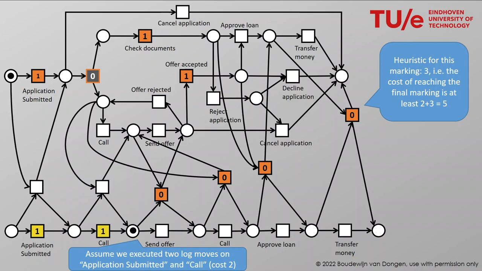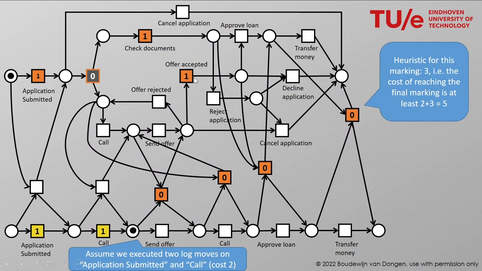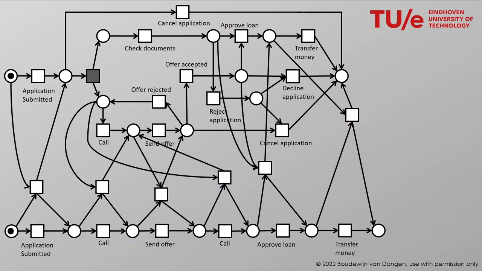So it says, in order to reach the final marking from the current state, you need to make at least cost 3. One for application submitted, one for check documents, one for offer accepted. And since I already executed 2 steps, I have a total cost of at least 5. In order to reach the final state from this point, I will reach it with a cost of at least 5. And that is information that our algorithm will be using to schedule which states are more likely to get you to the correct destination.